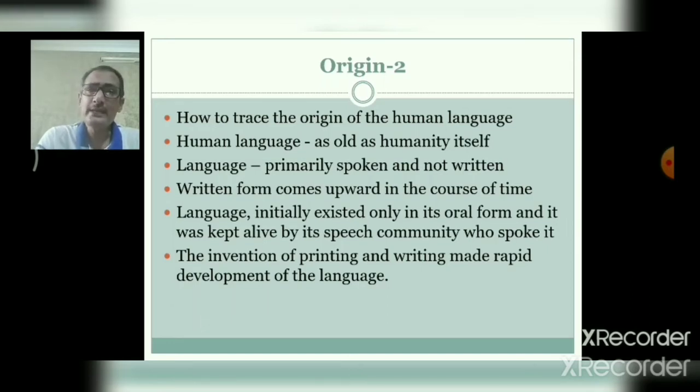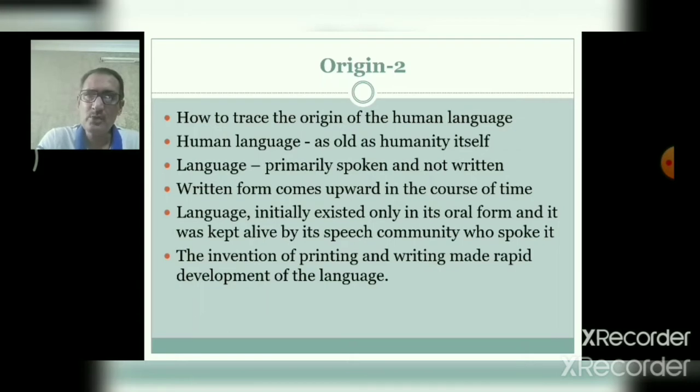But when will a child write a word or a letter on a piece of paper or a slate? It takes a lot of time. And the same is the case with any human language in history. Any human language came into existence first in the spoken form, and after maybe hundreds or thousands of years, it might have taken its written form. So the written form always comes later in the course of time.